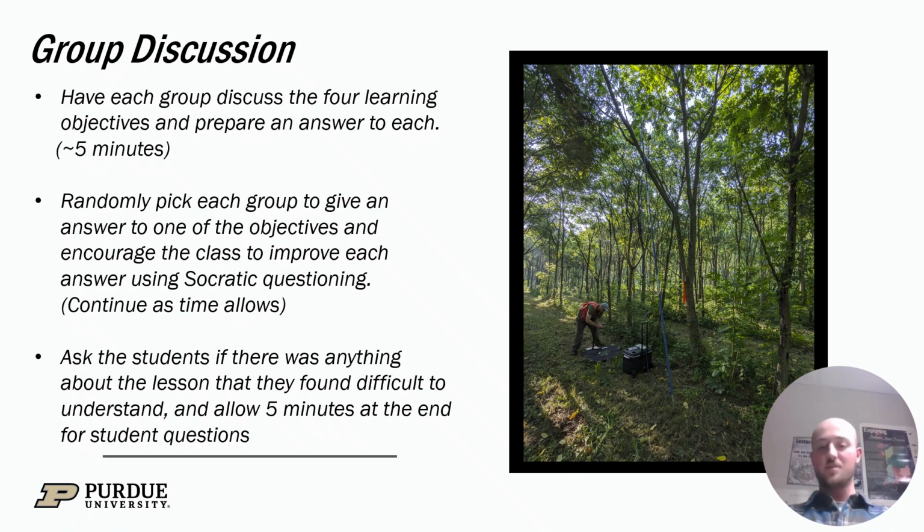Next, once they're done, I would randomly pick each group to give an answer to one of the objectives and encourage the class to improve on what answers they give if they're not perfect, using Socratic questioning to make sure that they come to the correct answer on their own. Randomly selecting a group ensures that all of the groups will be prepared to answer all of the learning objectives so that they don't only focus on one and not give any attention to the others.